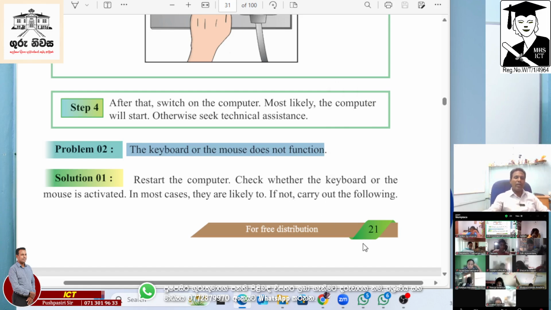The keyboard and the mouse do not function, what happened?